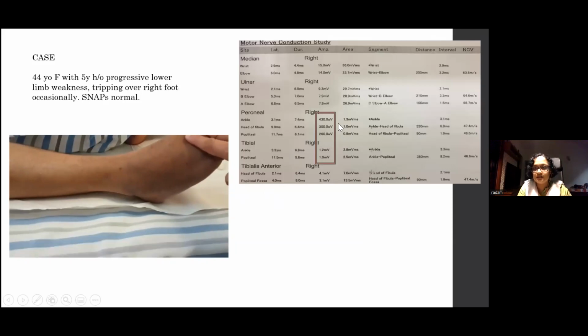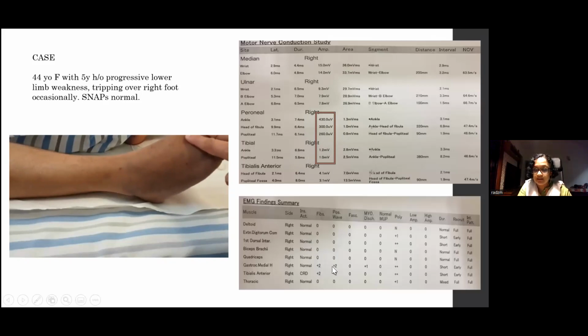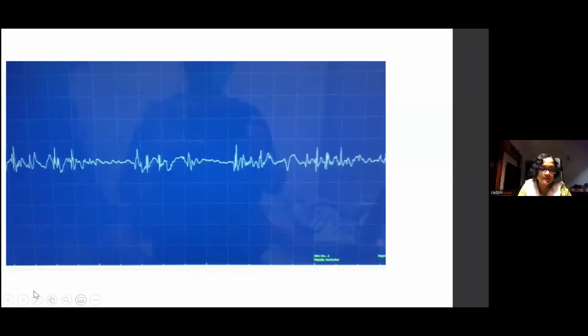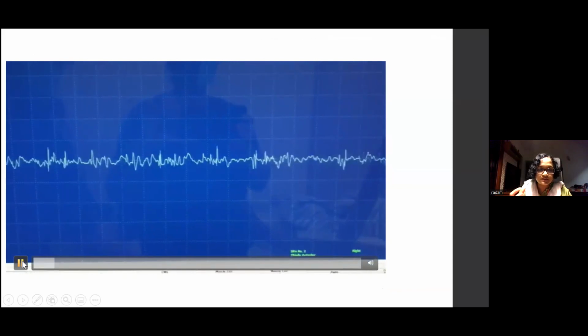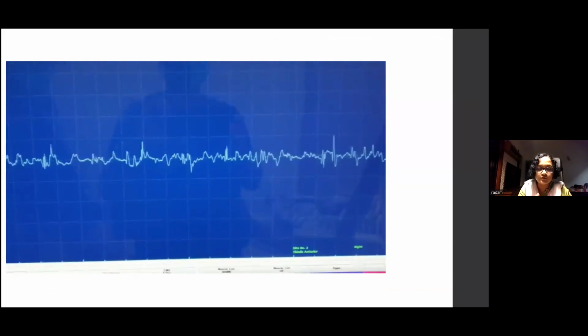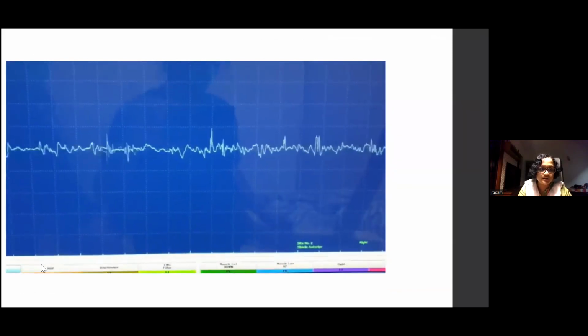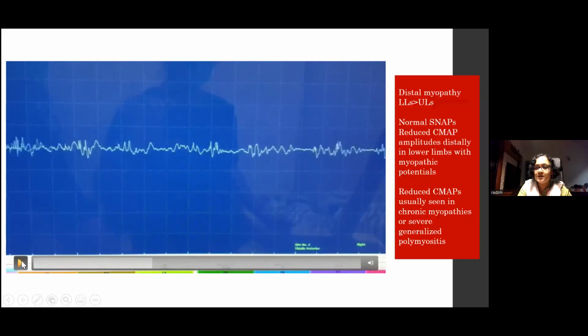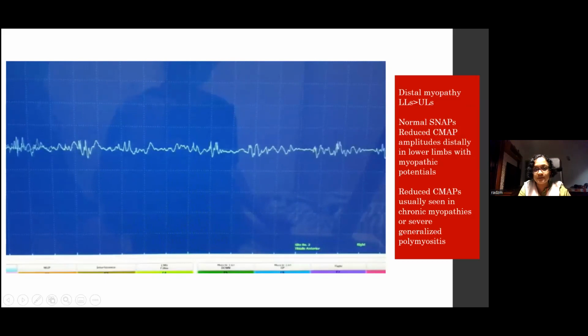And here, if you see, the amplitudes are reduced distally. And the EMG, interestingly, shows a myopathic process. So this is a patient with distal myopathy. And this is what the EMG showed: there's early recruitment of short duration, small amplitude motor units. So it was a distal myopathy case, lower limb more affected than upper limb. Though she presented with foot drop, it was a distal myopathy.